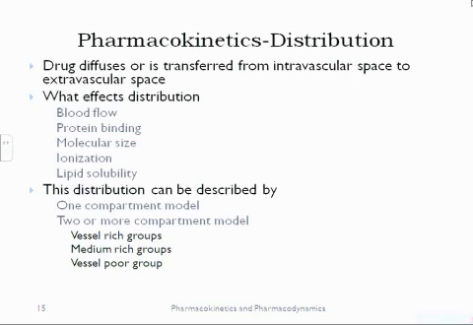This distribution can be described by either a one-compartment model, which is pretty much useless for what we do. Instead, we use a two or more compartment model, and that's the one I'm going to concentrate on because that's really what applies to us in anesthesia. In the two-compartment model, the medication can be broken down into distributed zones, or groups: the vessel-rich group, the medium-rich group, and the vessel-poor group.